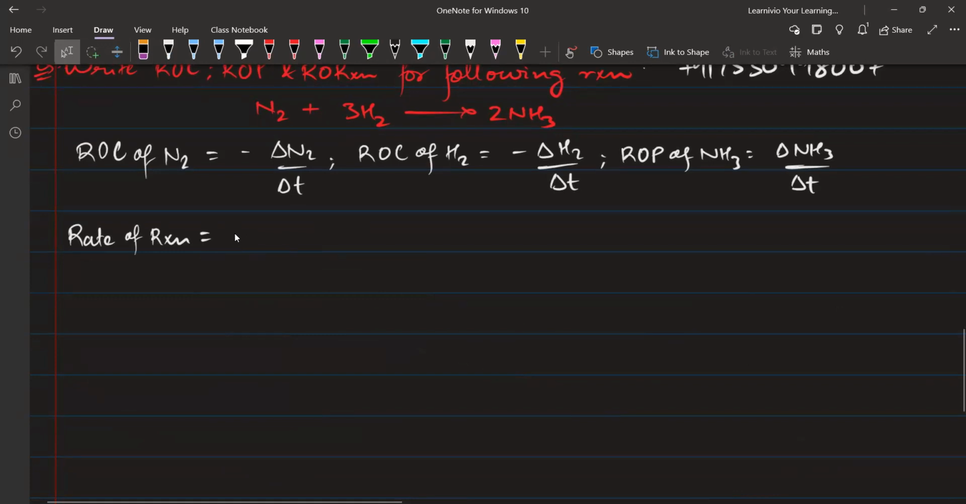In rate of reaction, simply, we don't have coefficients, so del N2 by del T, which will be equal to 1 by 3 minus del H2 by del T, will be equal to 1 by 2 del NH3 by del T.